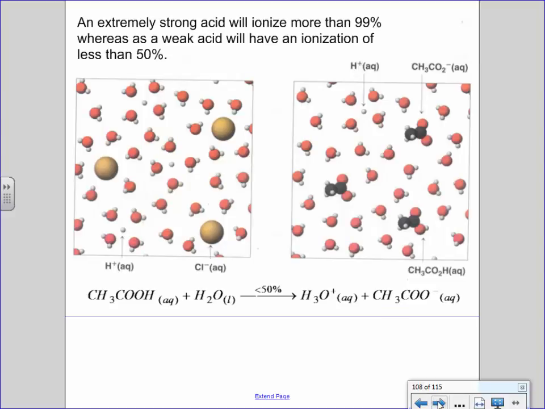Okay, so here's the general rule. Most acids fall into one of two categories, strong or weak. There are some iffy ones, but for the most part, we're going to try to delineate this very separately. Strong acids ionize more than 99% of the time. And there are 6 known strong acids.